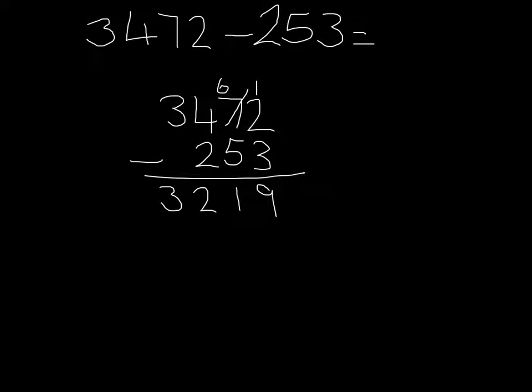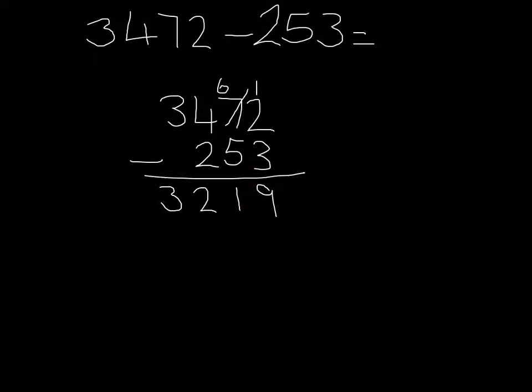Yes, that's right. I have regrouped from the 7 tens and moved 1 ten into the units column, so the 2 becomes a 12. Because we have regrouped, I need to cross out my 7 tens as there are now only 6. We can now do 12 take away 3, and that leaves us with 9 units, which I write in the answer box below. We can now do 6 tens, because we regrouped 1 into the units, take away 5 tens, leaving us with 1 ten, which we write in the answer box.